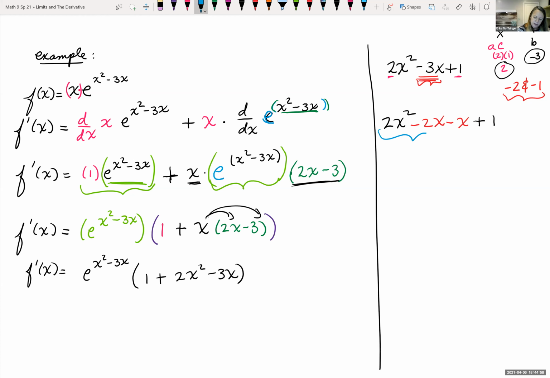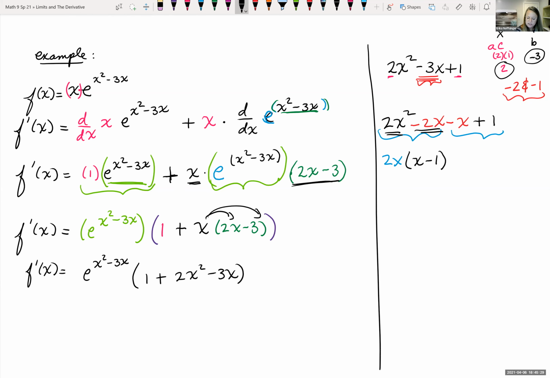Let's factor by grouping. Pull out what we have in common in the first two terms. So a 2x squared and a negative 2x. Those both have a 2x in common. Let's do that. And we pull that out, we're left with an x for that first term. And pulling out a 2x from negative 2x, we're just left with a minus 1.